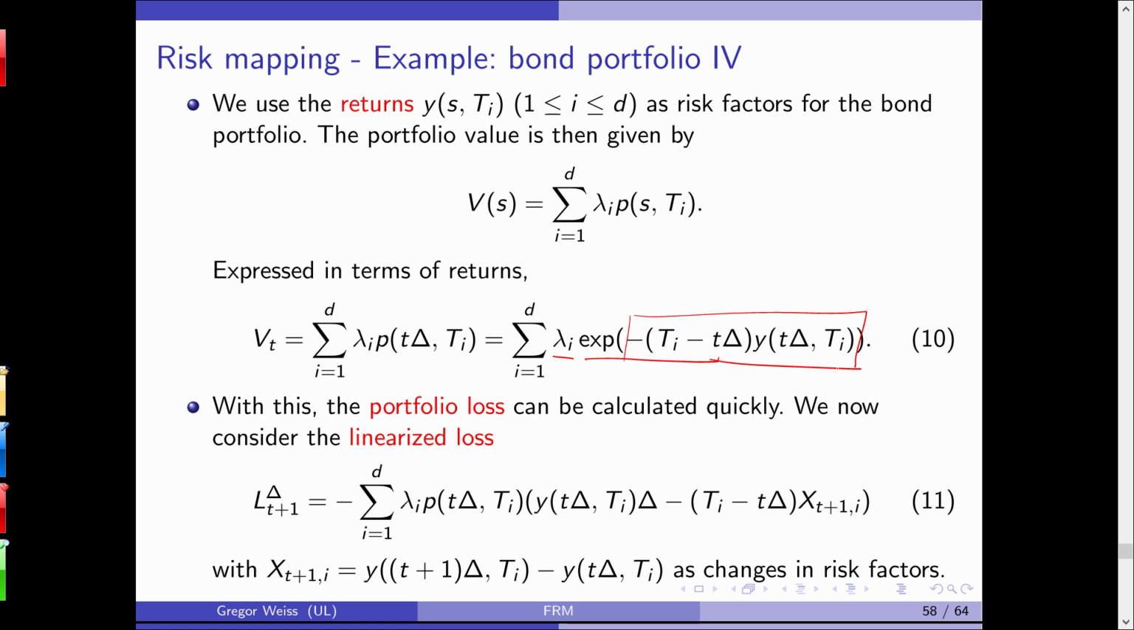If we again linearize it and do a linear approximation, we get this linear loss: minus the weighted sum of the prices times the yield times delta, minus this change in the risk factor. And those are the changes in the risk factors.